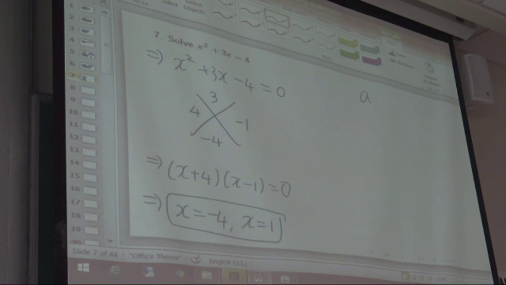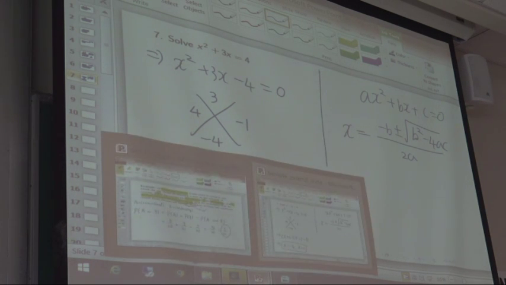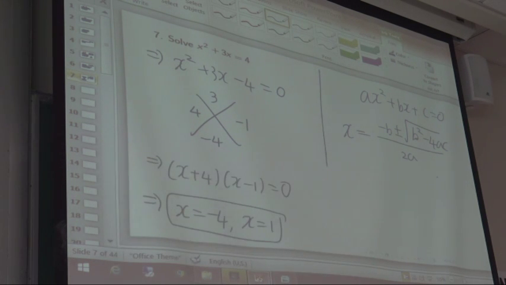Or we can use the quadratic formula, which is x equals negative b plus or minus the square root of b squared minus 4ac, all over 2a. If you use that, you still get the same thing, negative 4 and 1. So it is your choice. You can use either one. And the word solve just means get the x value, find the x value.